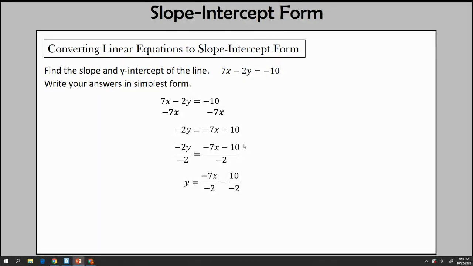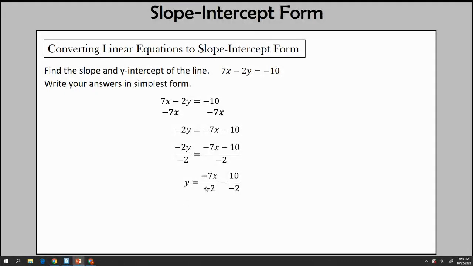And then each one of these gets divided by negative 2. So I put negative 7x divided by negative 2. And then I wrote minus 10 divided by negative 2. That's the minus sign that I wrote right there. I could have written plus negative 10 over negative 2. I'm going to get the same result.